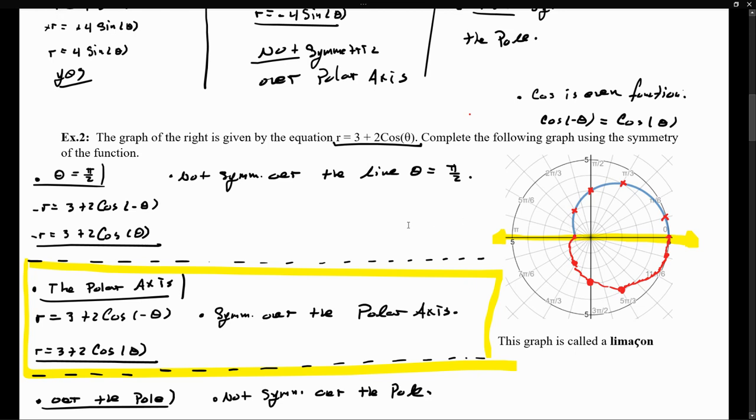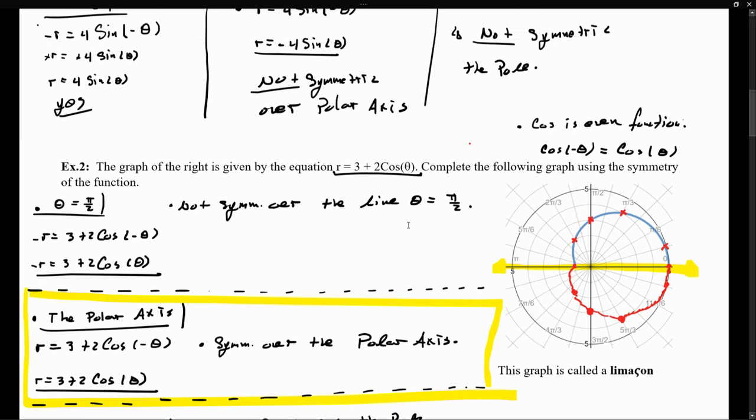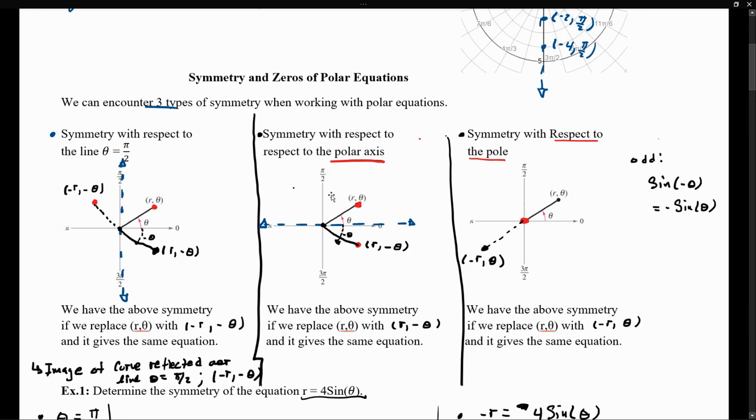So this is how we can use the line of symmetry to properly finish up some of the graphs whenever an incomplete graph is given. And these are the 3 main ideas. We got 3 types of symmetry. Over the line theta equals pi over 2, the way that we test to see if it's symmetrical is by replacing r with negative r and theta with negative theta, and if we get the same original function, then we know it's symmetrical. For the polar axis, we substitute r and negative theta. And with respect to the pole, we substitute negative r, positive theta.